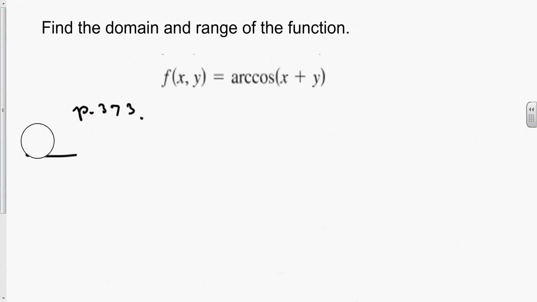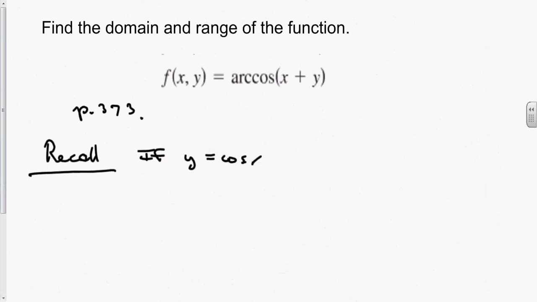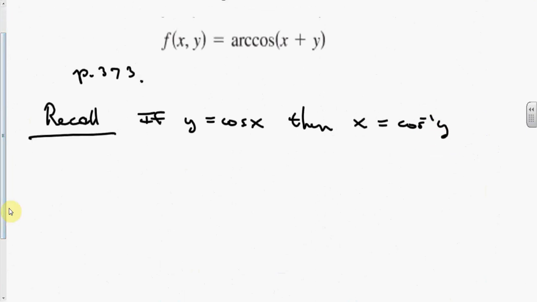Recall that if y is equal to cosine x, then x is equal to cosine inverse of y. If you have y equal to cosine x, then we want to determine the domain for x, thus giving us the range for y.